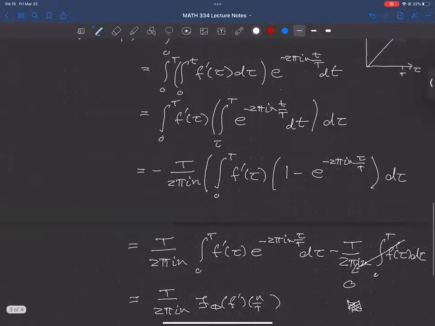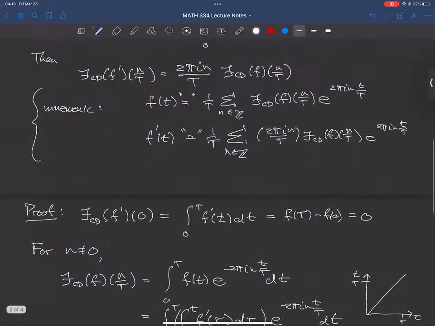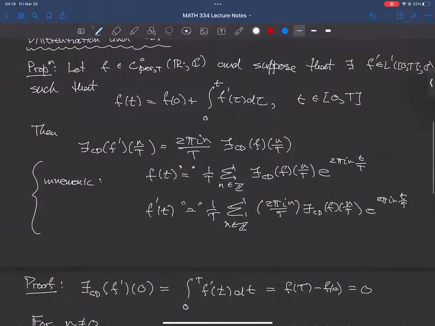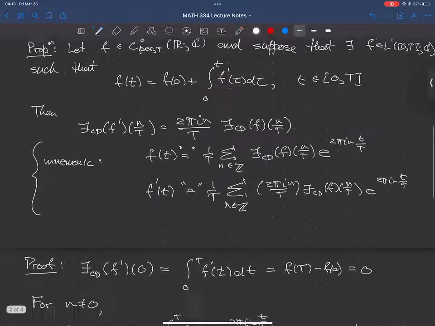Okay, good. So that's a very general formula for how the CDFT of a signal is related to the CDFT of its derivative, in kind of the most general way that, at least for ordinary signals, derivatives can exist.